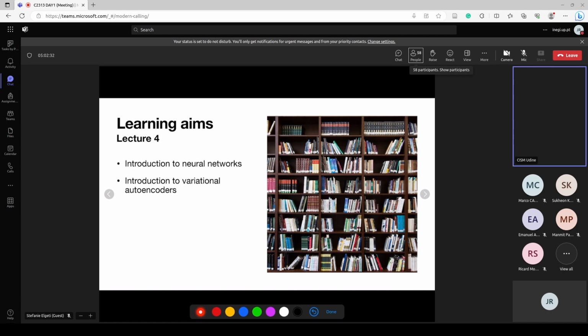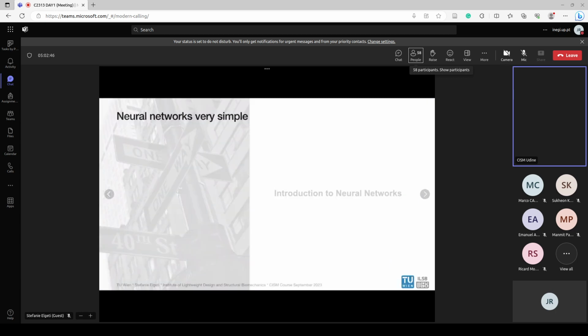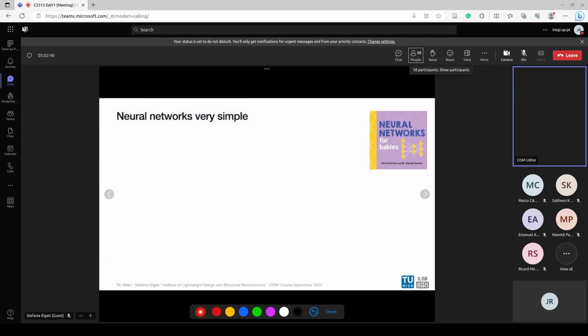And then I decided, what the heck, it's fun because my colleague, last year she had a baby and someone gave her a book that was called Neural Networks for Babies. I thought it's so cool, I wanted to show you because it's really neat.